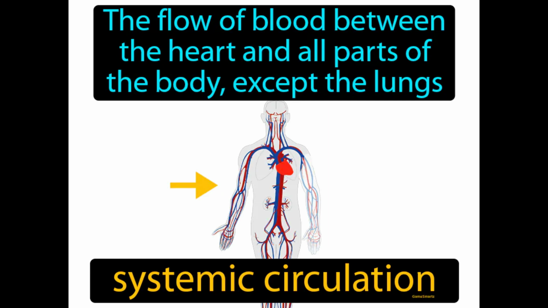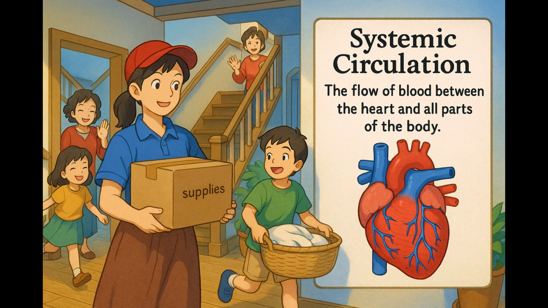The flow of blood between the heart and all parts of the body, except the lungs, is called systemic circulation. Systemic circulation delivers oxygen-rich blood from the heart to the body's tissues and returns oxygen-poor blood back to the heart. Imagine you're organizing a delivery system for a large house where each room needs specific supplies and essentials except for the kitchen, which manages its own resources.